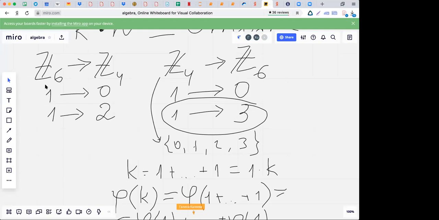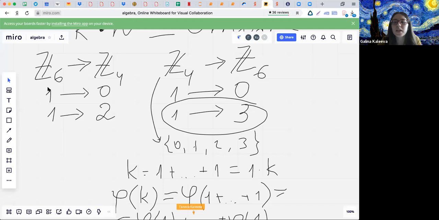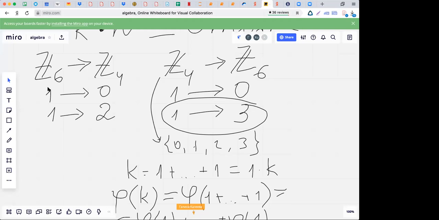But speaking about powers, we have to remember that here the operation is addition. Oh, I see. Then it's not 1, and we can find it directly. Z6 is from 0 to 5: 1, 2, 3, 4, 5. Yes, it's just 6. I agree. The order is the number of elements of the group, in our case.